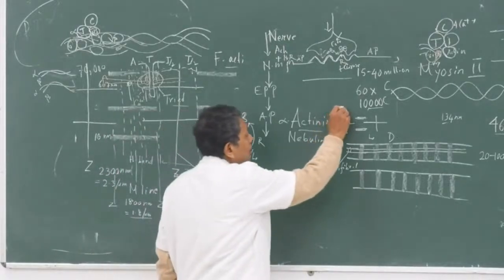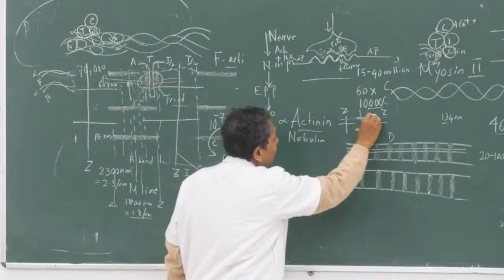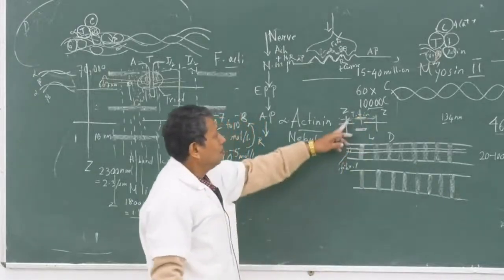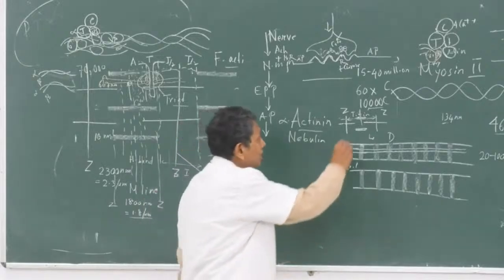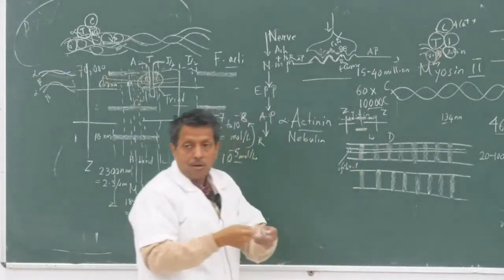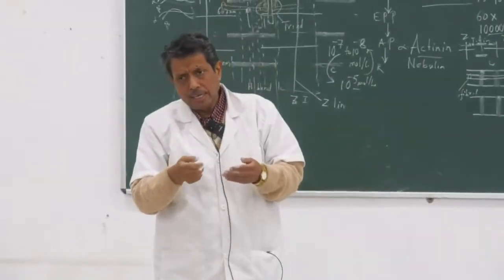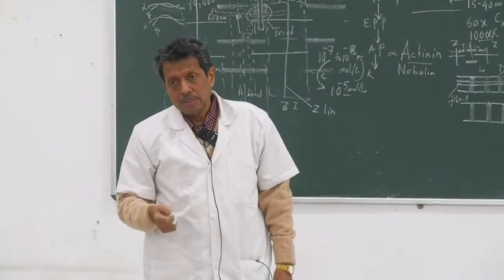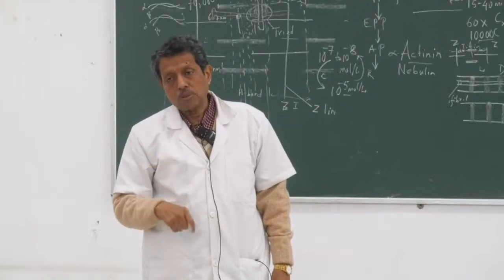Now from the Z line to M band, there is this titin filament, very elongated, very high molecular weight, 3 into 10 to the power 6, and it has different types of structures that can be elongated, making them elastic. Initially, if they are stretched, they offer little resistance, but when the stretch is more, their resistance increases. In this way, they help to maintain the length of this muscle, structural proteins.